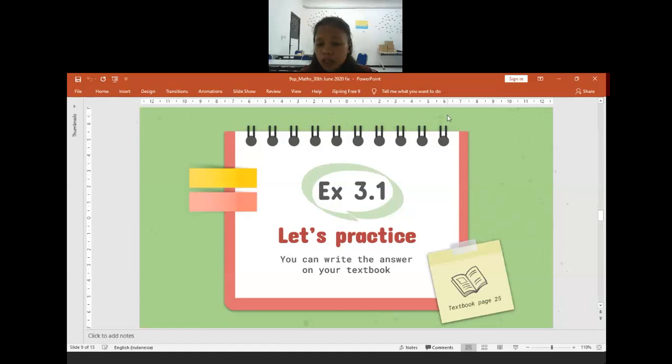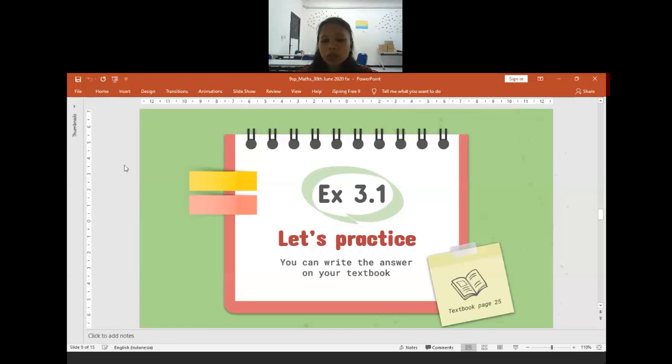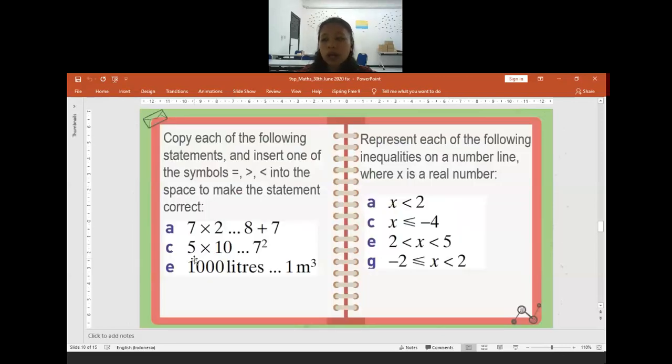Yes, if you want to write it on a piece of paper, okay. If you want to write it in the textbook, also okay. You can write the answer on your textbook. Now let us discuss question 1 first. For question 1, I pick letter A, C, E. I pick these 3 letters only, because the way how we do it are the same, so I will just pick 3 example questions for us to discuss.